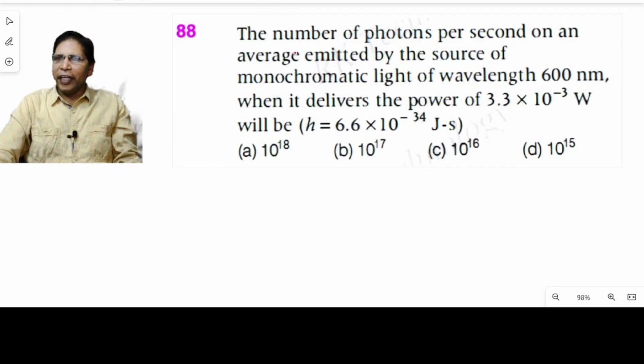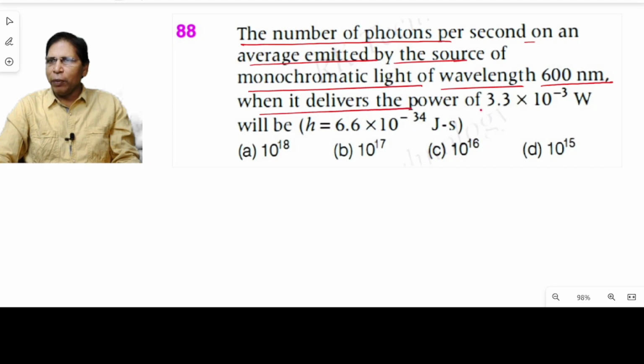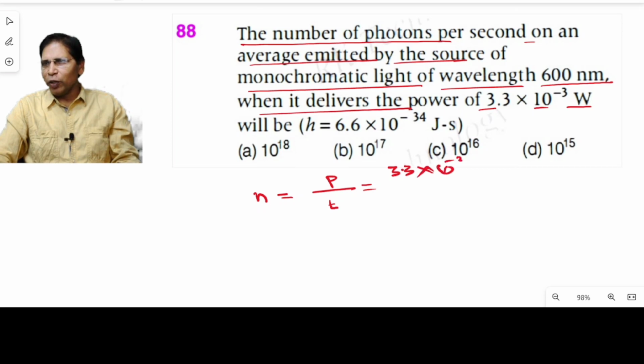Okay. Now next numerical. The number of photons per second on an average emitted by a source of monochromatic light of wavelength 600 nanometer, when it delivers the power 3.3 into 10 to the power minus 3 watt. Now the rate of emission of photons equals n, which is the power of the radiation divided by the energy of the photon. Now what is the power? The power is 3.3 into 10 to the power minus 3 watt.